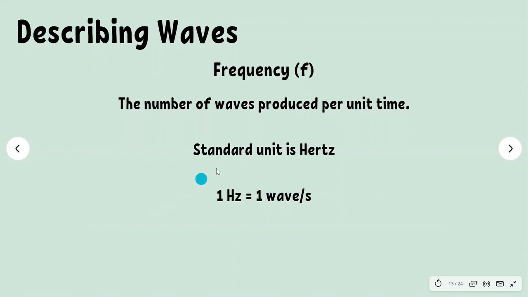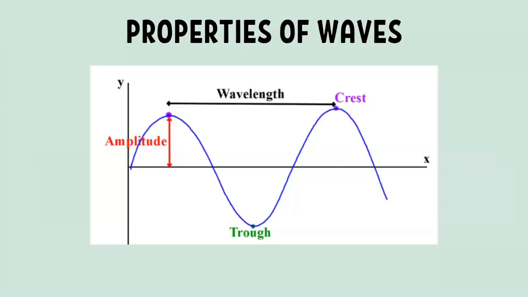First, frequency. That's small letter f. The frequency is the number of waves produced per unit of time, and its standard unit is hertz. And 1 hertz is equivalent to 1 wave per second. So one cycle, going back to this, one cycle constitutes from crest to crest, starting from here, going here, and then here. That's one cycle.